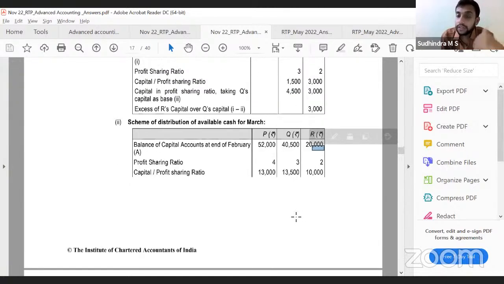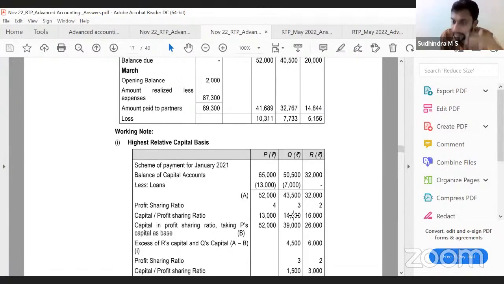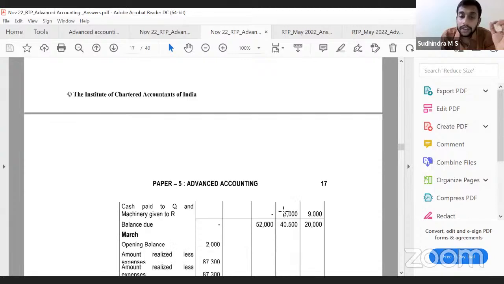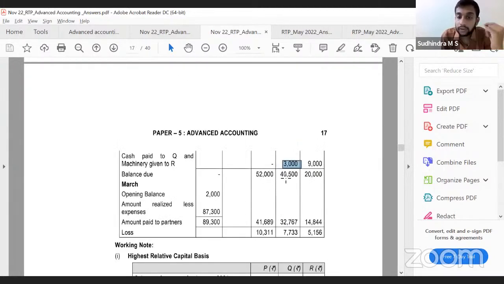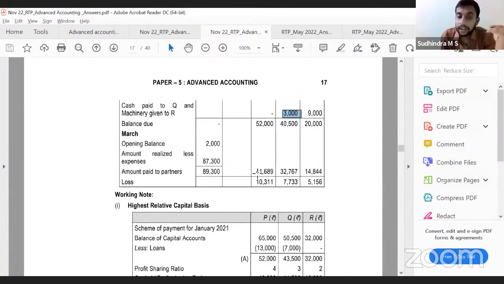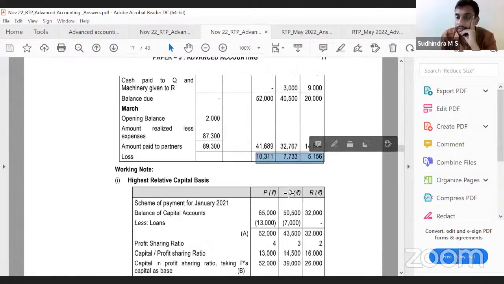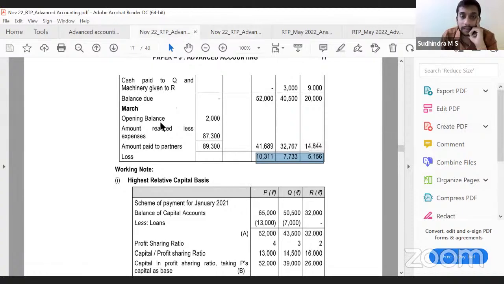Correct? Now again, if we further calculate the relative capital, we get 3,000 to be paid to Q, and with that 52,000, 4,500, 20,000. Further, we get 41,689, 32,677, 14,844 as the amounts payable to the partners. The balance amount is the loss. Right? This is highest relative capital.